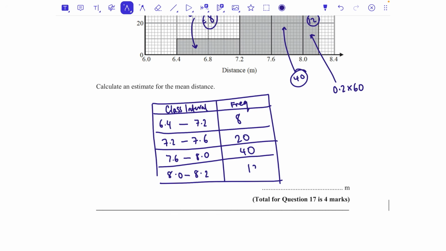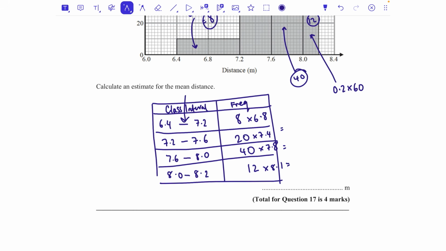Now, if I want to work out the mean, I'm going to do midpoint times frequency. So I'm going to do the halfway point of this category here, halfway between 6.4 and 7.2. If you're ever not sure what the halfway point is, you can always add them together and then just divide by 2. It's almost like you're finding an average. So that's going to be 6.8. So I'm going to times that one by 6.8. For the next one, I'm going to times by 7.4. For the next one, 7.8. And for the last one, 8.1.